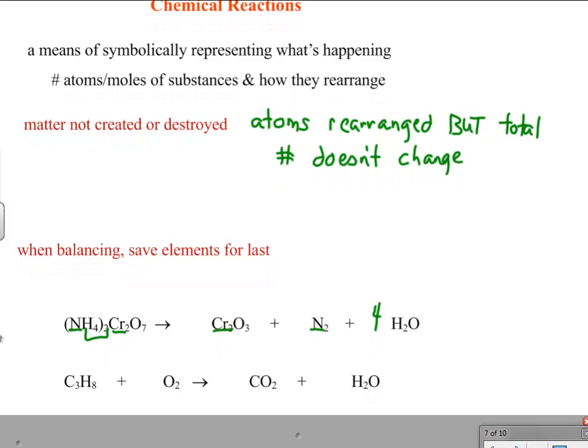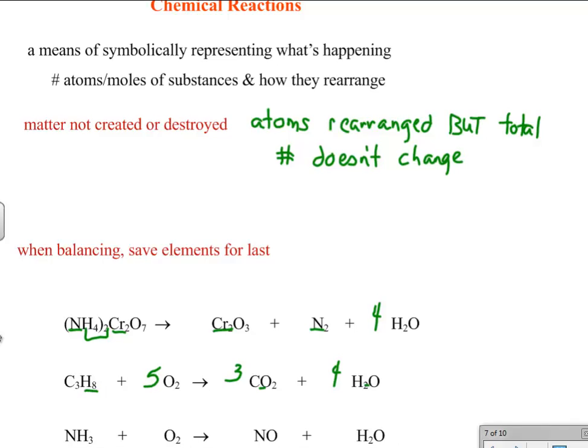Combustion reaction. Start with carbon. 3 carbons on the left, so that gives us 3 carbon dioxides on the right. 8 hydrogens on the left gives us 4 waters on the right. 4 plus 3 is 10, so that gives us 5 O2s on the left.